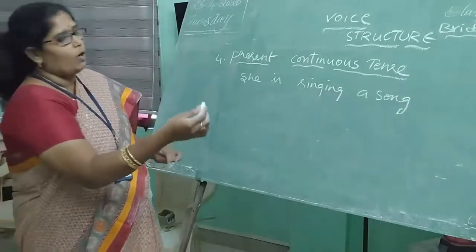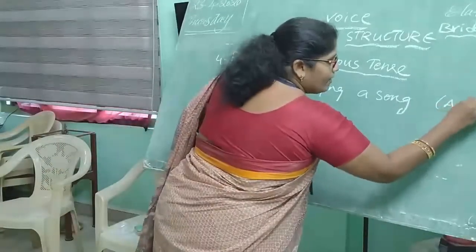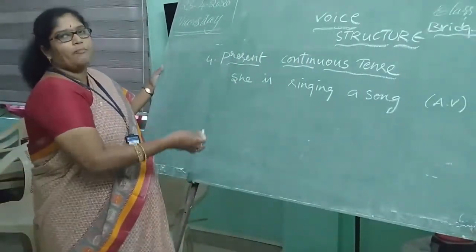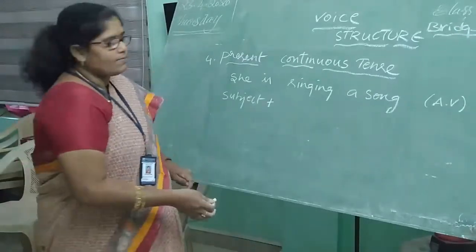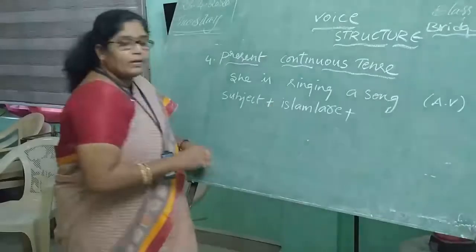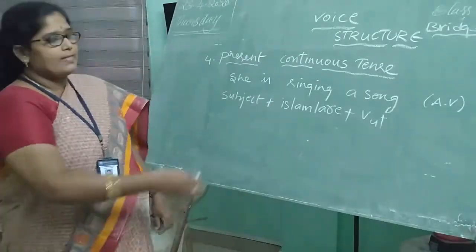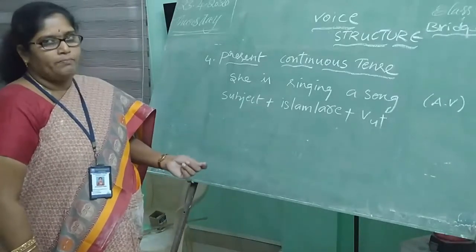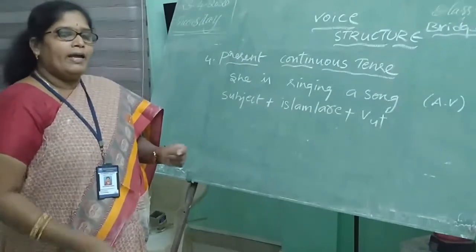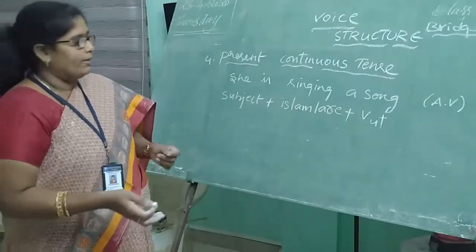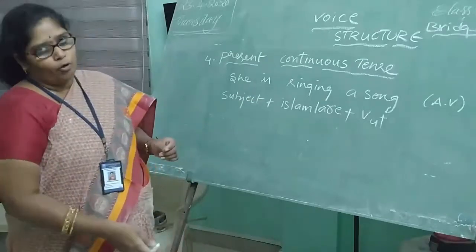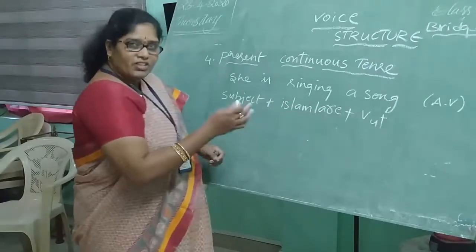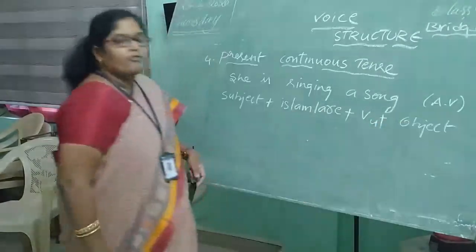She is singing a song. This is in active voice. Okay? Present continuous tense, children. The structure of present continuous tense is subject plus helping verbs of present tense, is, am, are, plus V4. Continuous tense can be written as V4, children. It can also be written as V1 plus ing, V1 plus ing or V4. Any one can be chosen to write in the structure, children. Okay, so here I have written V4. Subject plus is or am or are plus V4 plus object.